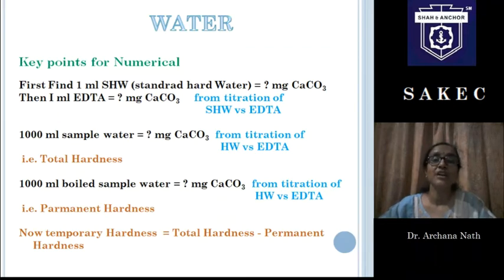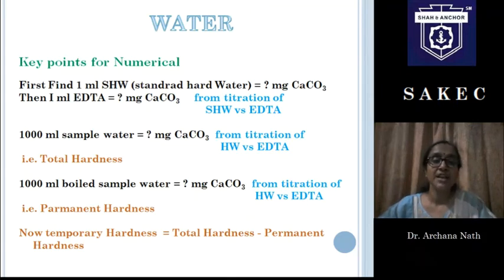Then we have to find out how many milligrams of calcium carbonate are equivalent to 1 ml EDTA, from the titration of standard hard water versus EDTA. Then we will find out the milligrams of calcium carbonate equivalent to 1000 ml of sample water, from the titration of hard water versus EDTA. So these steps give us total hardness.